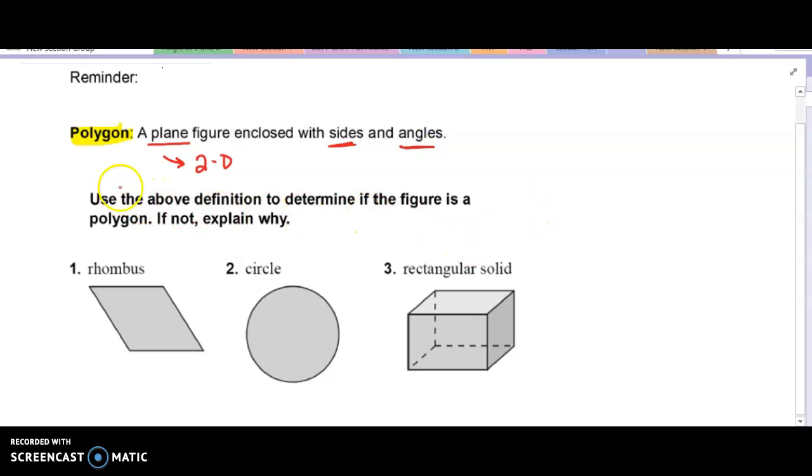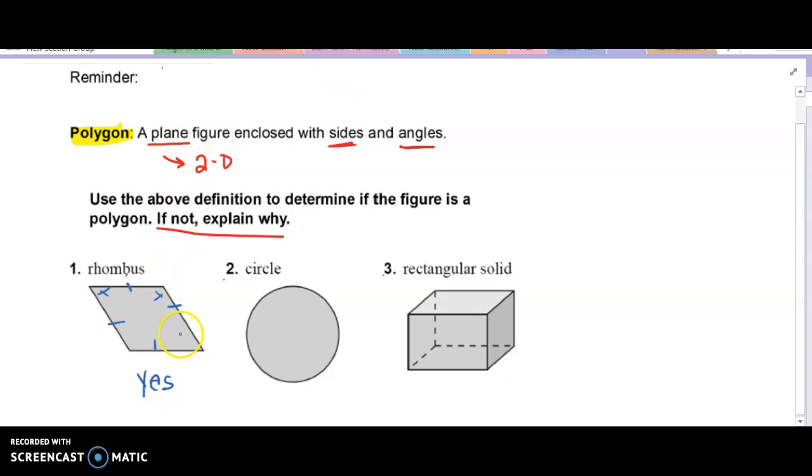Given this description of a polygon, we're going to go through and determine if these three are polygons. It says use the above definition to determine if the figure is a polygon. If not, explain why. Well, a rhombus, it's two-dimensional, yes. It has sides, yes, it has 4 of them. And it has angles, yes, it has 4 of them. So this would be a yes.